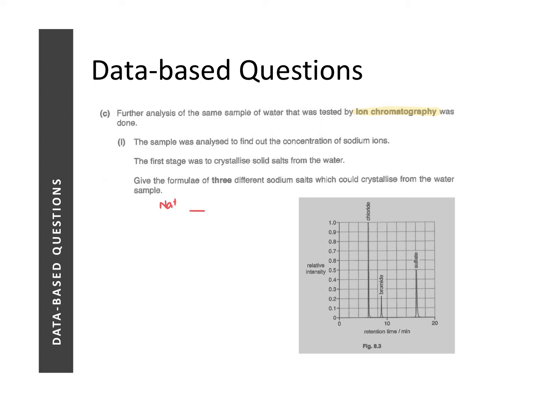And so the different salts that can be formed would depend on the anions that are present in the mixture. So therefore, we need to refer to the chromatogram which contains the negative ions or the anions. So if you look at figure 8.3, the chromatogram tells you that there are 3 different anions present: chloride, bromide, and sulfate. Therefore, the 3 different salts would be sodium chloride, sodium bromide, and sodium sulfate. So these are the 3 different salts that can be obtained from the mixture.